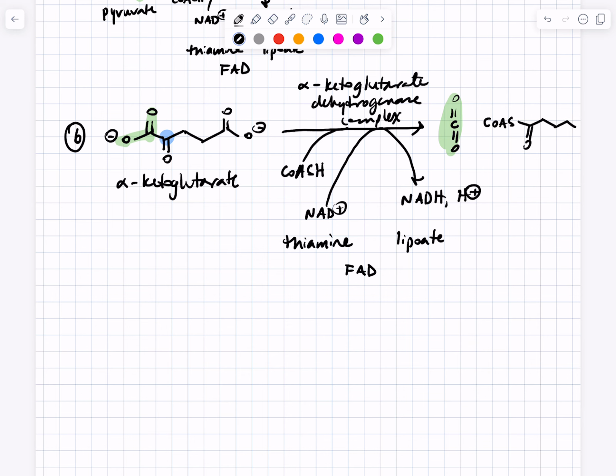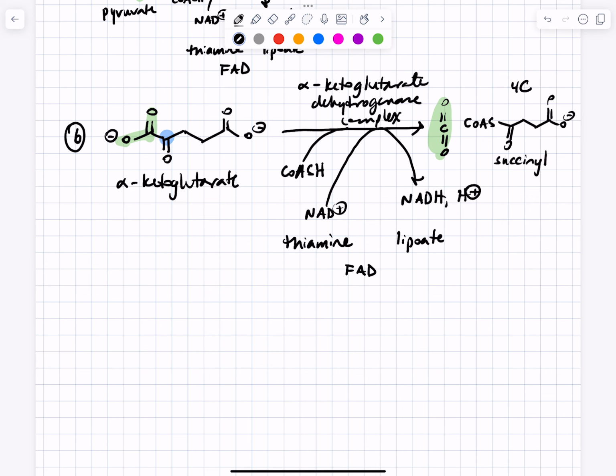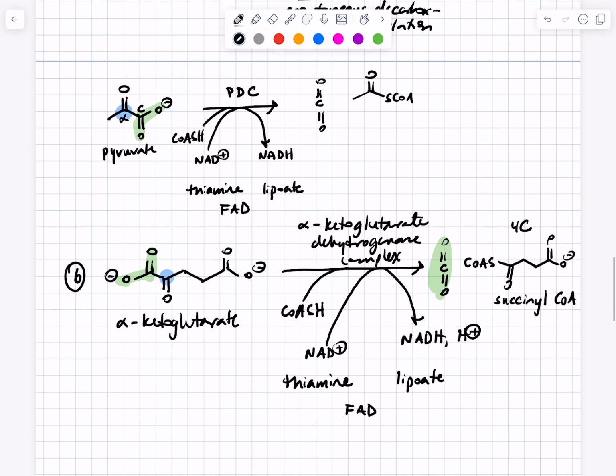1, 2, 3, 4. And I'm kind of running out of space, so let's slide that over. And this molecule now has 4 carbons, and it's called succinyl-CoA. Succinate is the 4-carbon diacid that has acids on either end. So you can see the analogy to what you saw before for the pyruvate dehydrogenase complex. So I'm not going to push arrows through that. You've got the arrows for that in what we talked about last time.